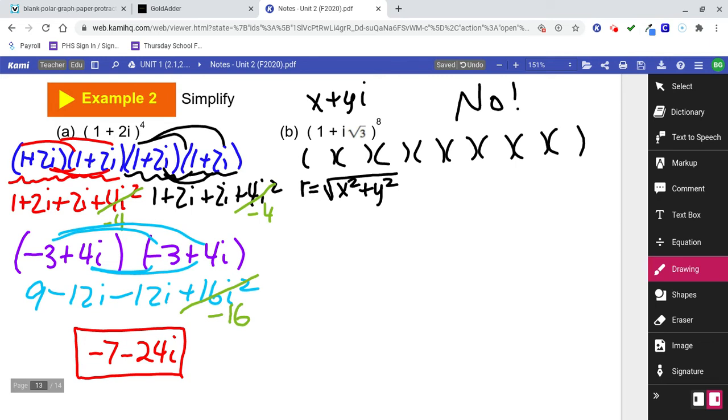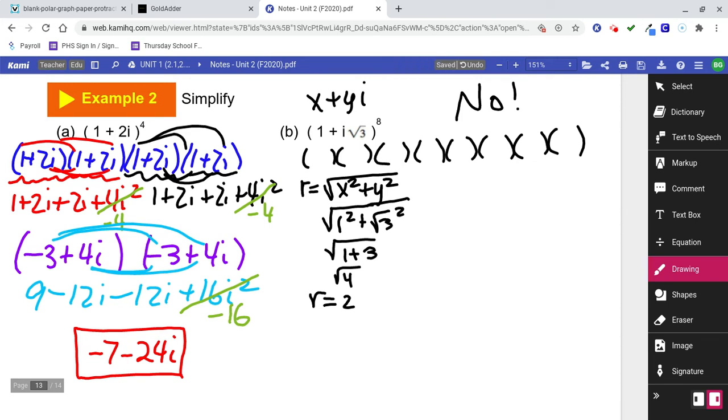So in this problem, x is 1 and y is square root of 3. So we have 1 plus, remember, square root squared cancels out. So that's going to be 1 plus 3 is 4. Square root of 4, r is 2. R is 2.